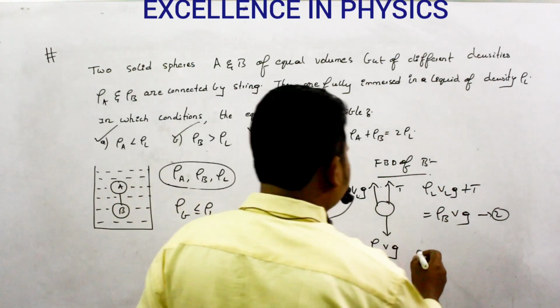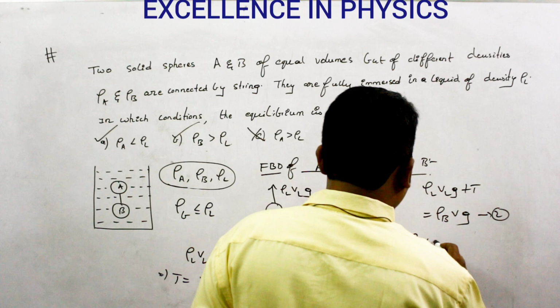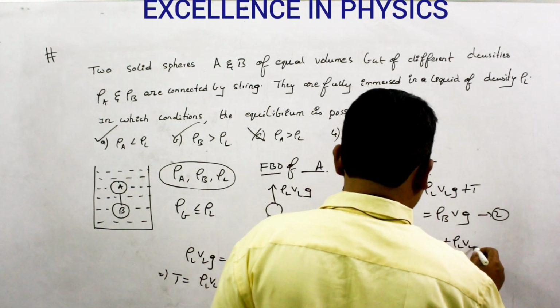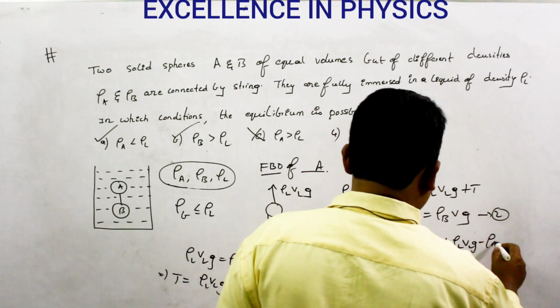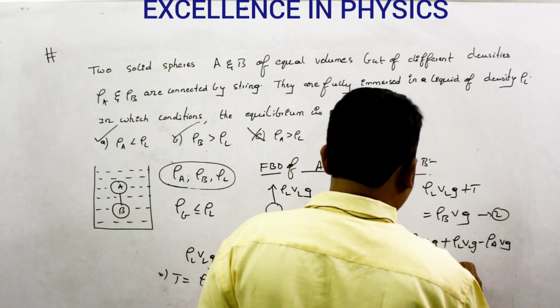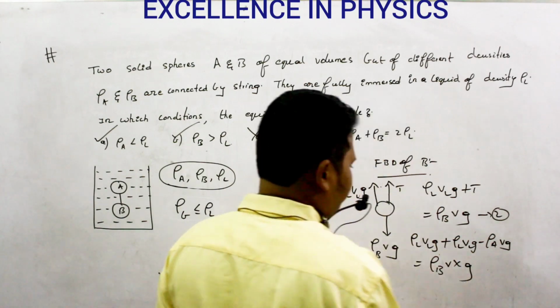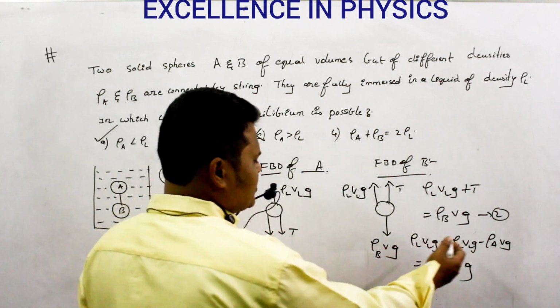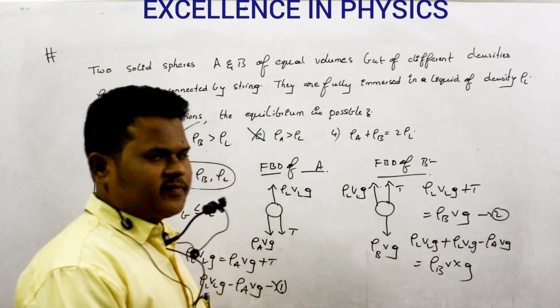Then what will I get? rho_L V_L g plus tension. Instead of tension, I will write rho_L V_L g minus rho_A V g is equal to rho_B V g. So now let us see which terms can get cancelled. g is present in every term, so you can cancel the g value.